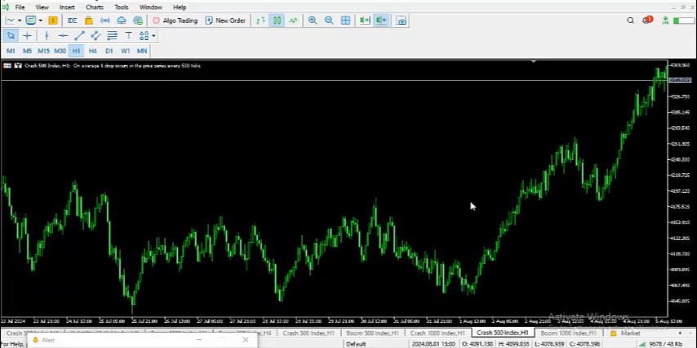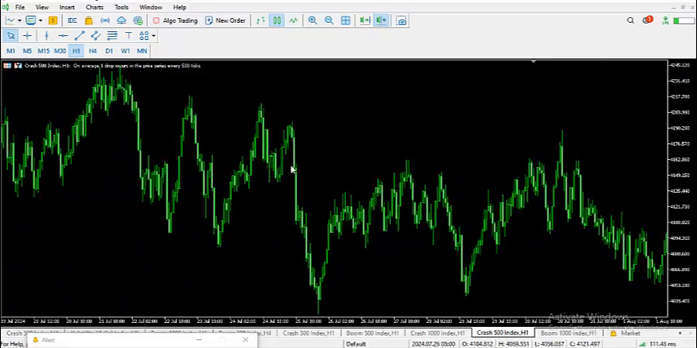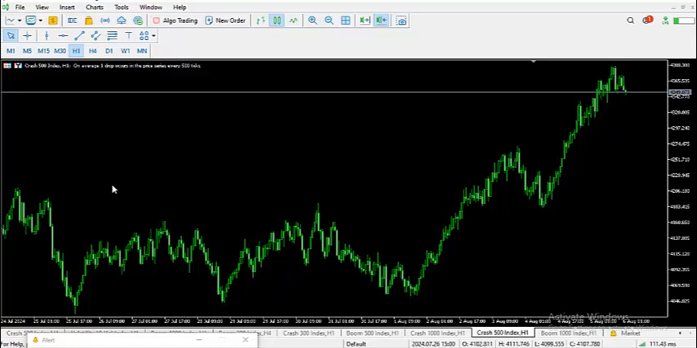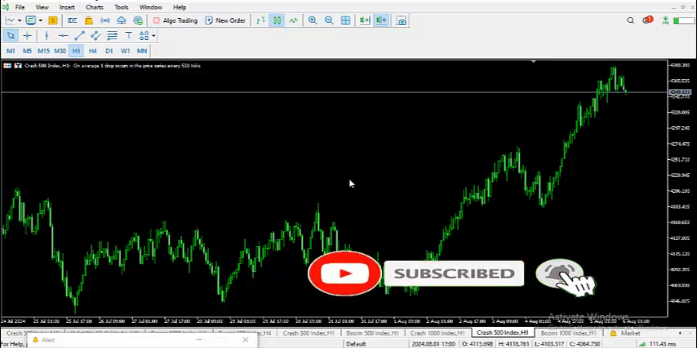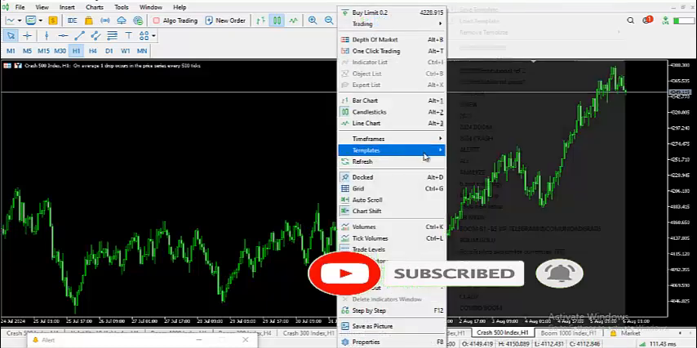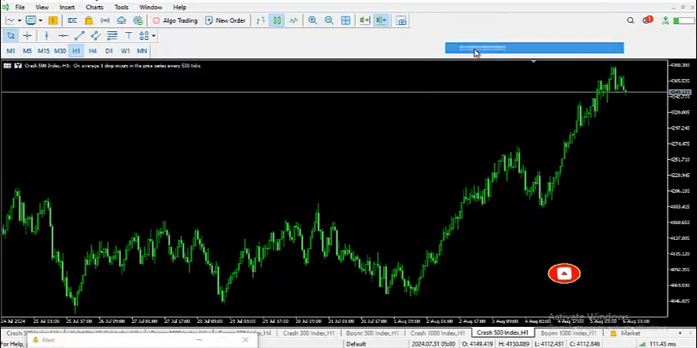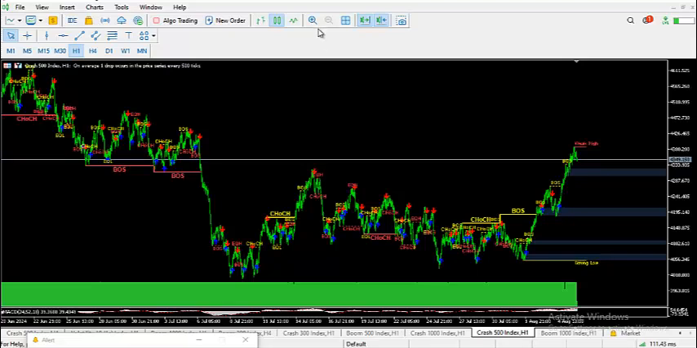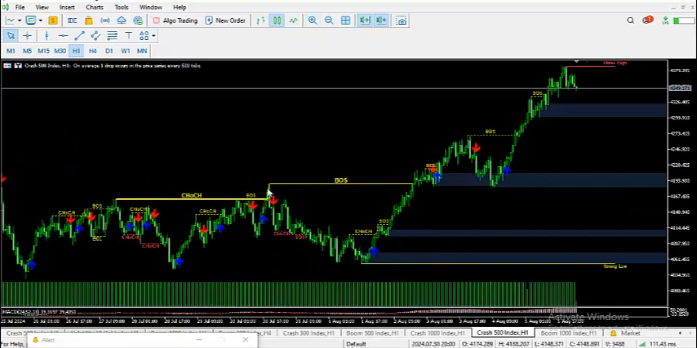This is Crash 500. Also the same rules apply. So you can see the breakout structure over here. If I apply the template now, it's going to help us to identify that there are breakout structures. You can see I told you over here there are breakout structures over here, breakout structures over here, that can help you to identify all these things. So you want to make sure you are trading profitably.